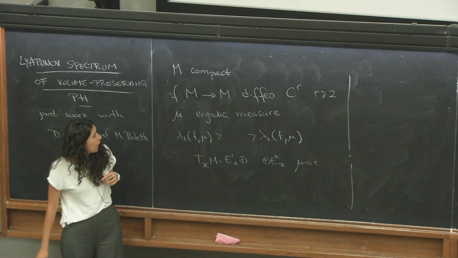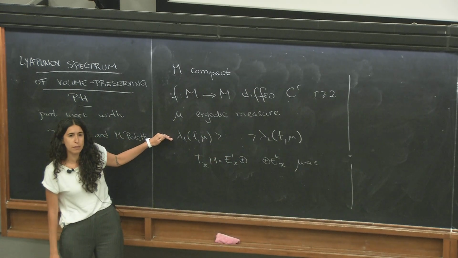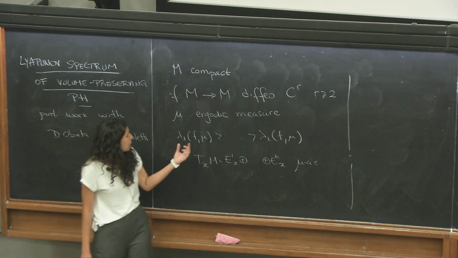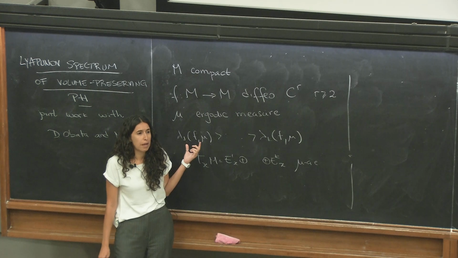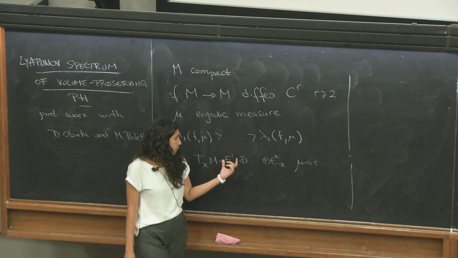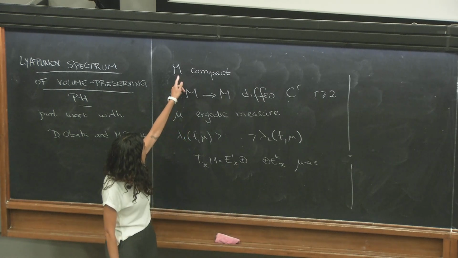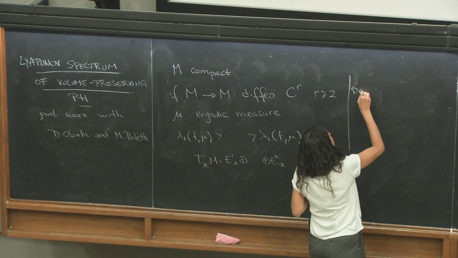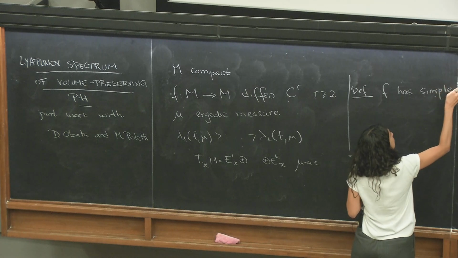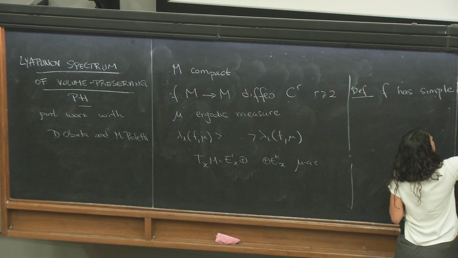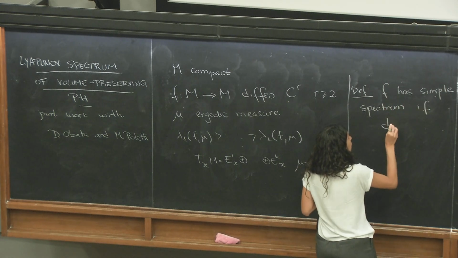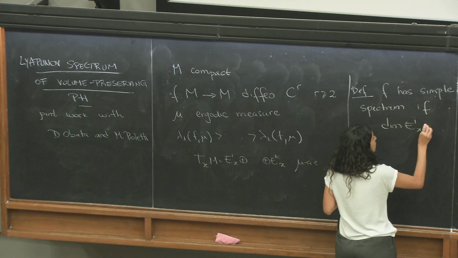And in this talk, I'm interested in the simplicity of the Lyapunov spectrum. I'm going to say that the Lyapunov spectrum is simple if every Lyapunov exponent has multiplicity 1. That is the same as saying that the number of bundles in the splitting coincides with the dimension of the manifold. So f has simple Lyapunov spectrum if the dimension of the bundles is equal to 1.